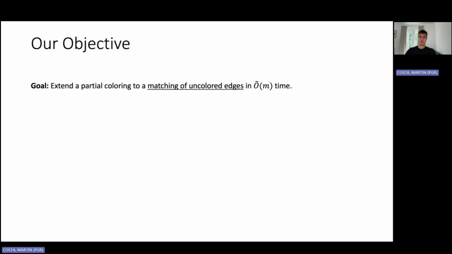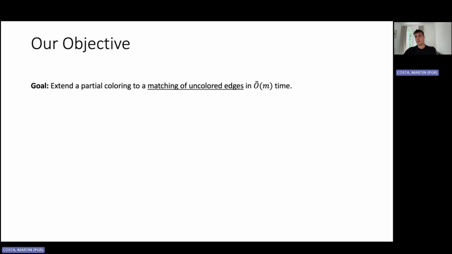So what is our objective here? Our goal is to extend a partial coloring that contains only a matching of uncolored edges. So extend the coloring to all of these edges in this matching in near linear time.